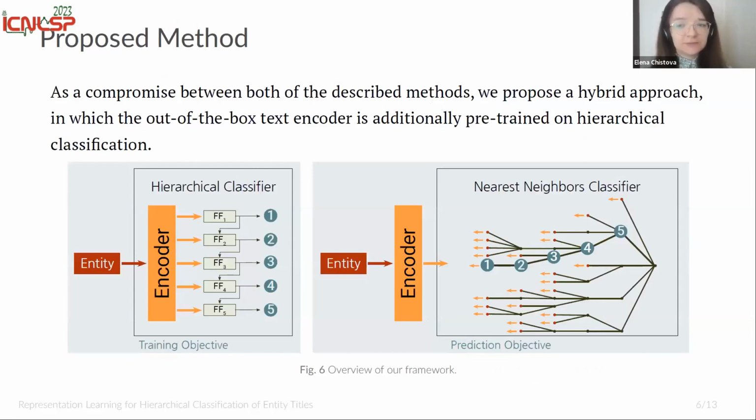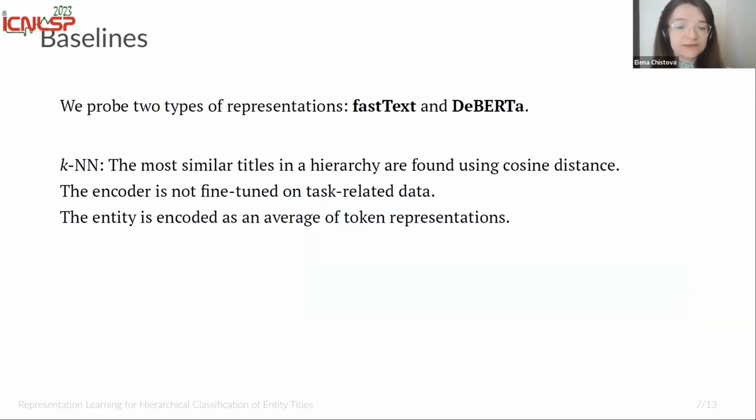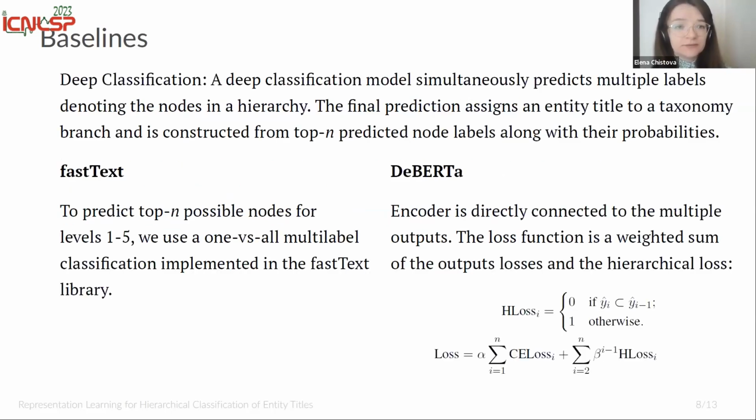As a compromise, we propose a hybrid approach in which the out-of-the-box pre-trained text encoder is additionally pre-trained on hierarchical classification. For baselines, we evaluated pre-trained fastText and BERT encoders using KNN and deep hierarchical classification. For deep classification baselines, we implemented hierarchical models using the same backbones.